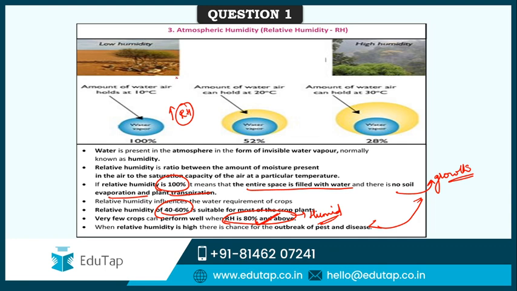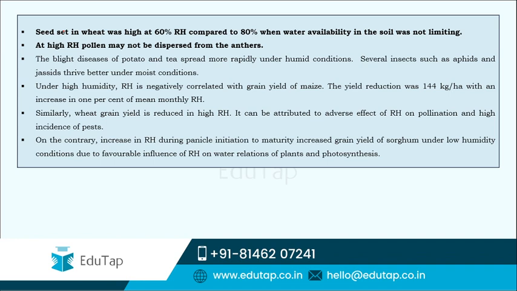So this is about relative humidity, and as you can see, seed set in wheat was high at 60%. This is an example given in TNAU notes: seed set is higher at 60% RH compared to 80% when water availability in the soil was not limiting. Why? Because with high relative humidity, the pollen will not be able to disperse from the anthers. That also affects seed setting a lot.